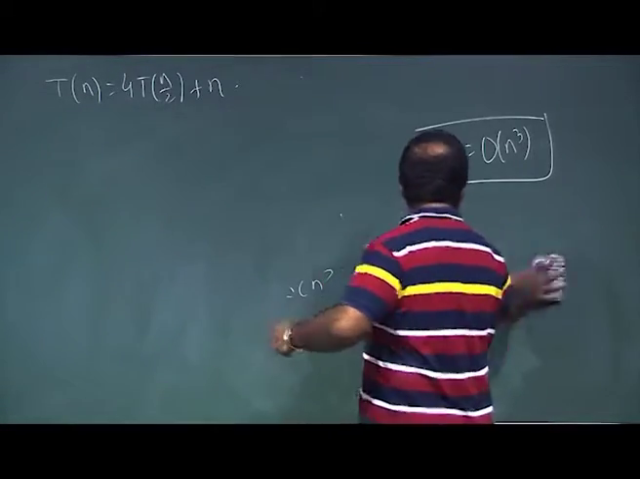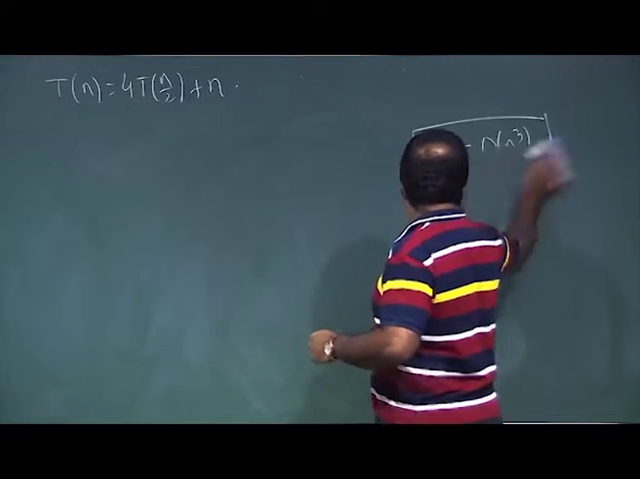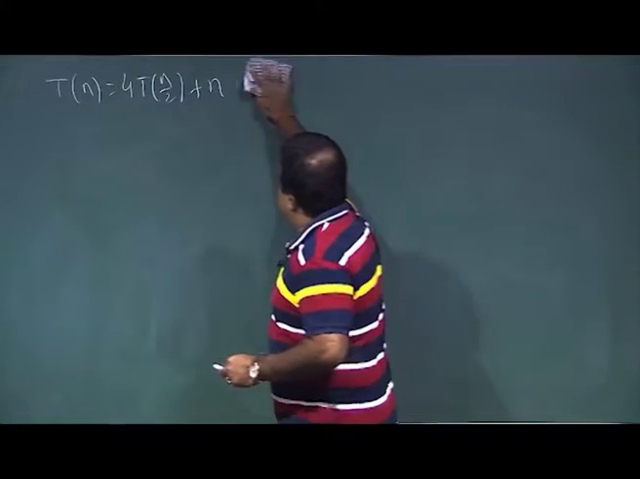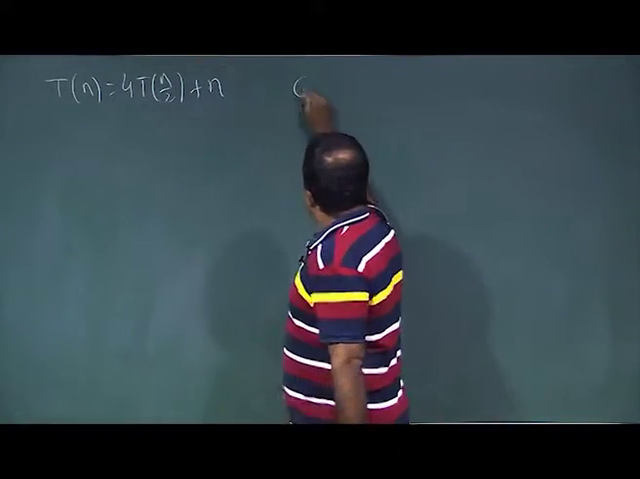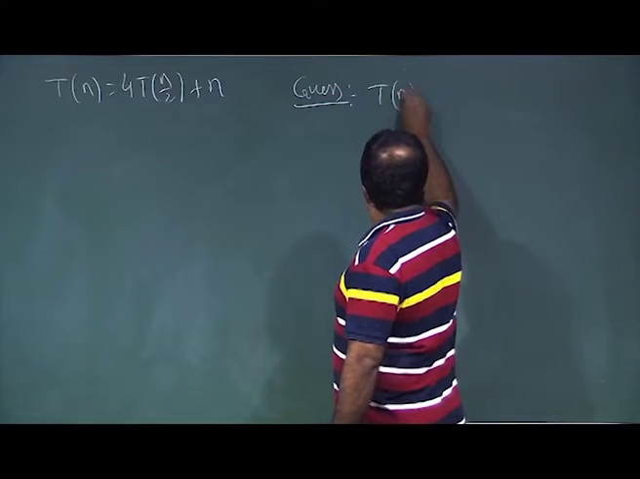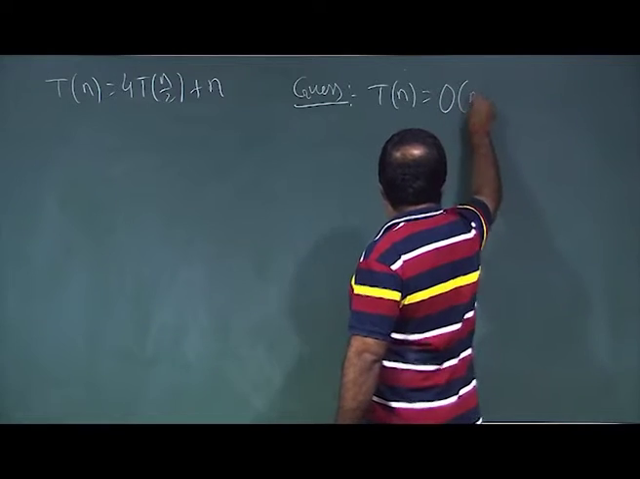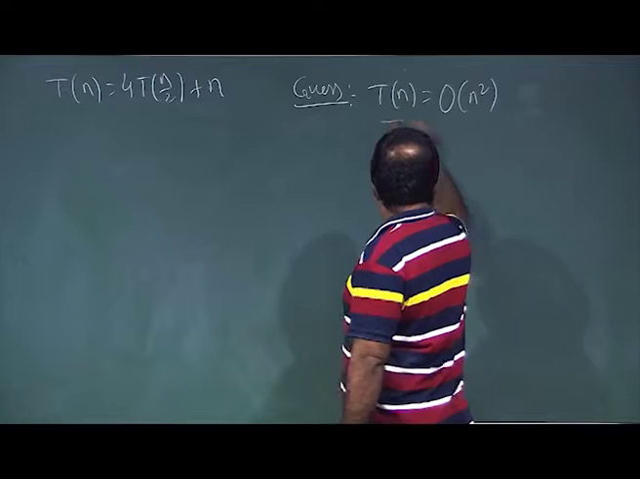So, big O of n cube, big O of n square is also basically big O of n cube. So, we want to see whether we are getting this solution as big O of n cube or not. So, this is our new guess. Now, we want to guess whether T(n) will be big O of n square or not.